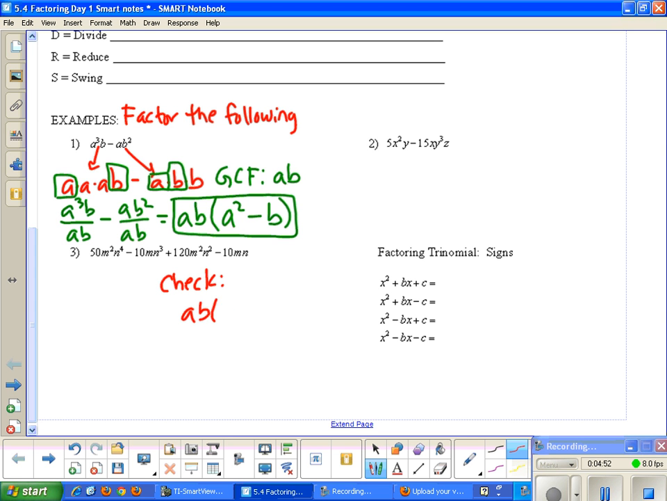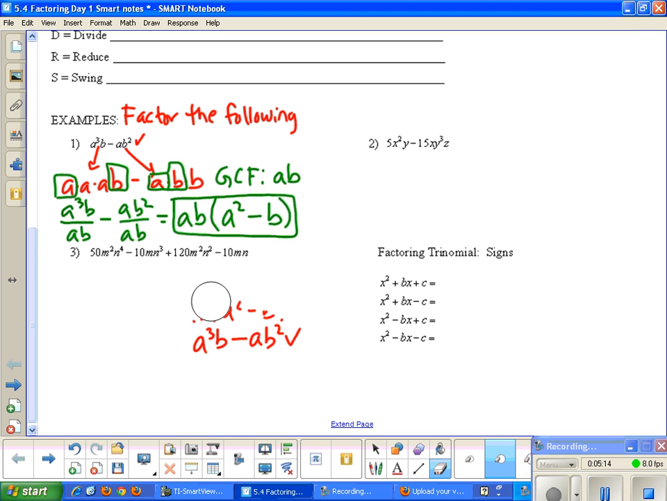I would distribute back in. So ab times a squared and then times b. So ab times a squared gives me a cubed b minus ab times negative b, I should say, would be negative ab squared. Notice this is the same as what we started out with, so I know I did my factoring correctly. So let's go to the next one.